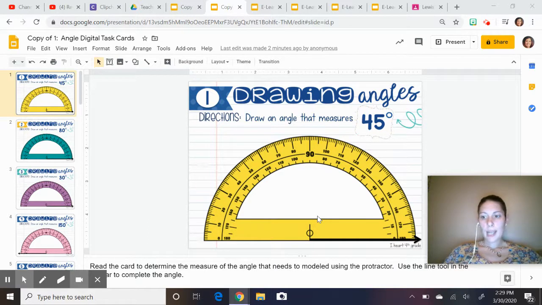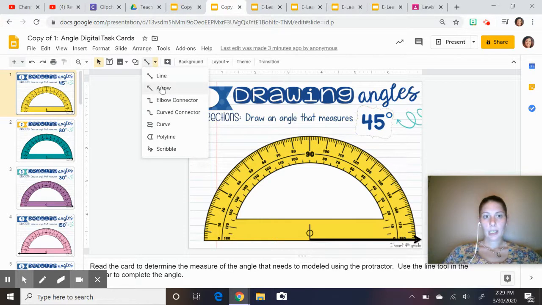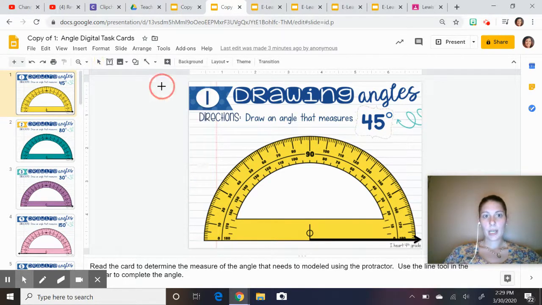So looking at your protractor here, it says draw an angle that measures 45 degrees. The directions at the bottom say read the card to determine the measure of the angle that needs to be modeled, and then use the line tool in the toolbar to complete the angle. So I'm going to show you exactly how to do all of these things, okay? So we're going to go to this little box right here that says line, and we're going to click the arrow that says select line, and we're going to choose arrow because we need a ray to go with this.